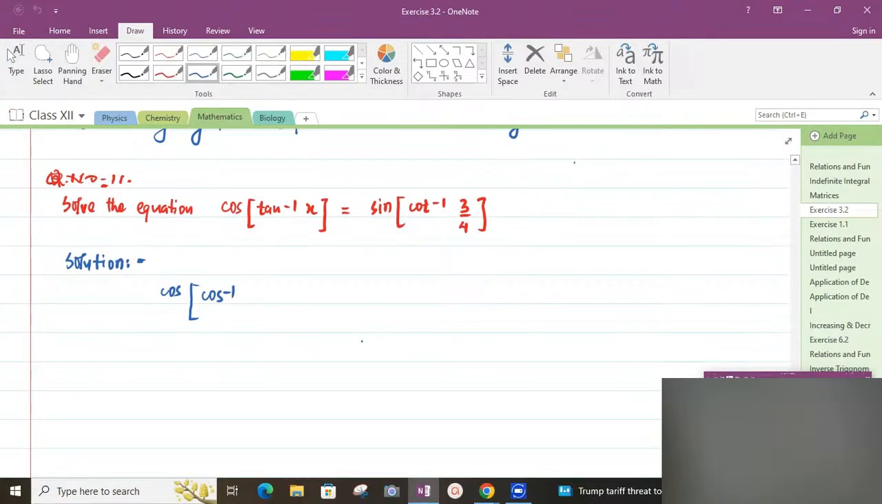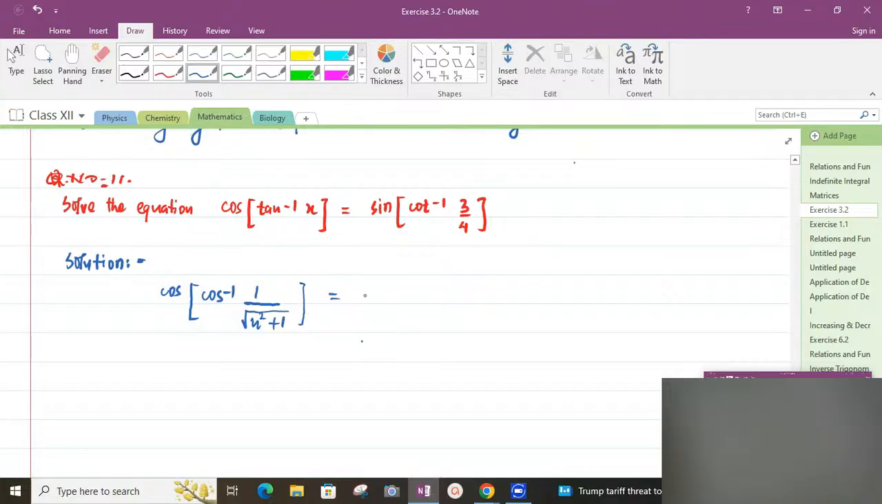So here will be cos inverse 1 by root of p square plus b square. It means that 1 over root of x square plus 1. Is there any problem to understand up to this step?